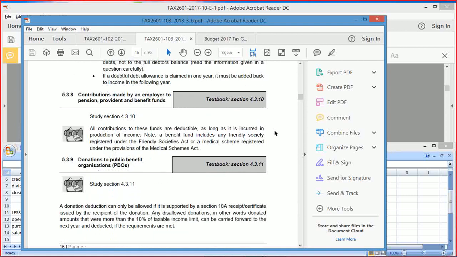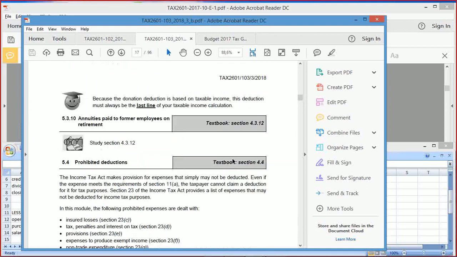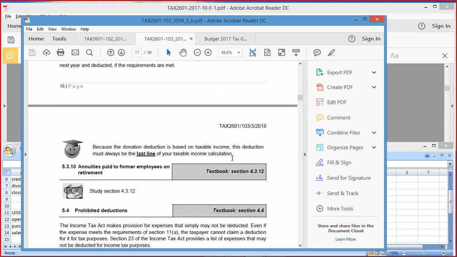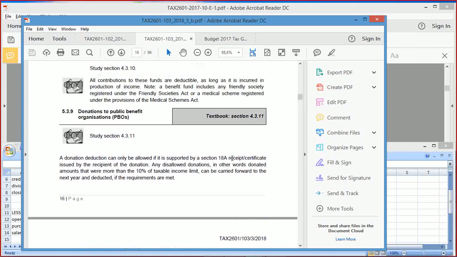Contributions made by an employer. You just skipped it. Yeah, there it is. So what does it say? It says all contributions to these funds are deductible as long as they are incurred in production of income. Note, a benefit fund includes any friendly societies registered under the Friendly Societies Act or medical scheme registered under the provisions of the Medical Schemes Act. Yeah, and that's obviously benefit, so it's the pension benefit. But there was a note here about the 20%. Let me just see if I can find it. 10% and 20%.